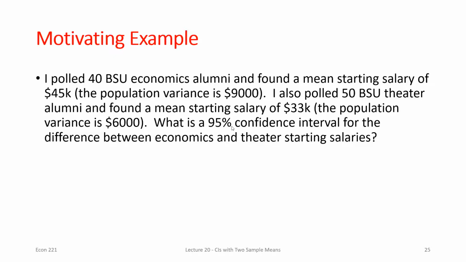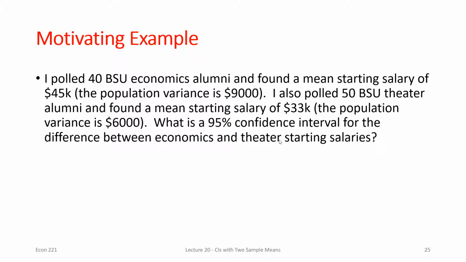So let's say we go back to that example. We think about our econ majors and our theater majors. We've got our sample mean of 45,000 for group 1, or the econ group. The known population variance is 9,000. The sample size for group 1 is 40. Group 2 is the theater majors. We got a sample size of 50, a sample mean for that group of 33,000, and a known population variance of 6,000. If I wanted to build the 95% confidence interval for the difference between econ and theater starting salaries, what should it be?